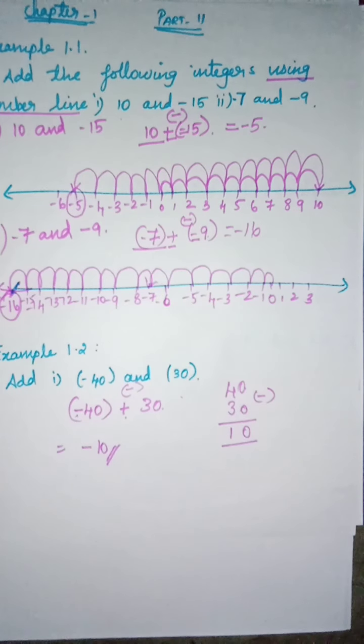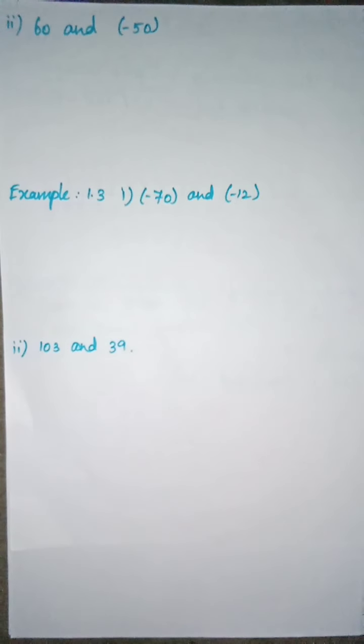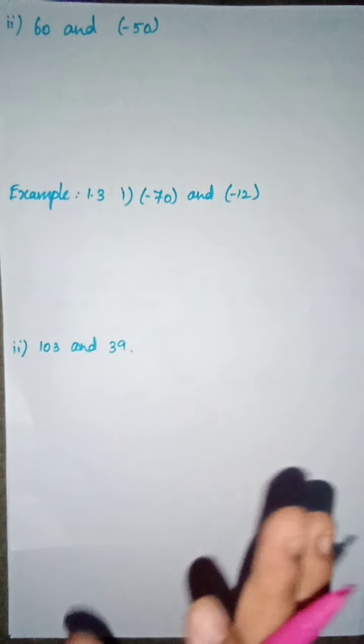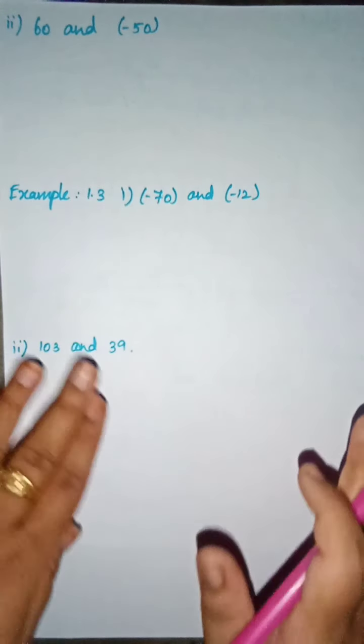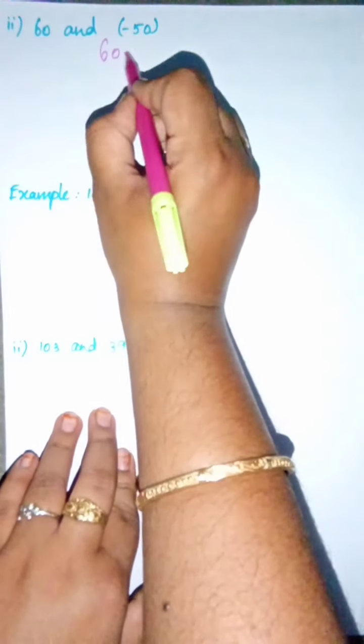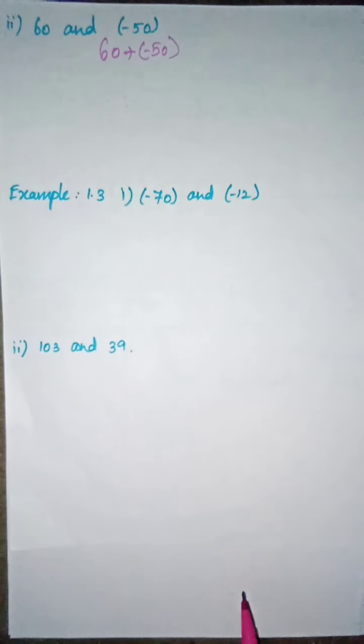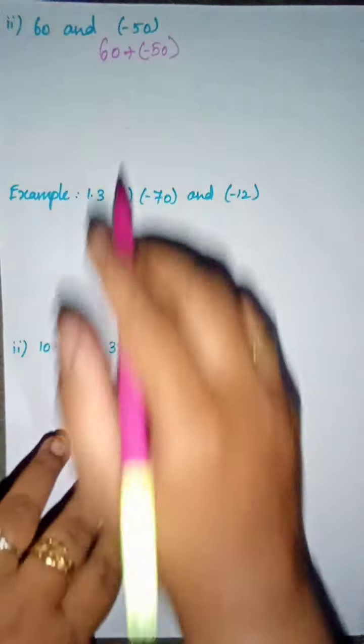As usual, in addition of integers, whatever we do, we have to do the same in these types also. Okay, now the second question is 60 and minus 50. The same thing: we have to change this into normal form first, that is 60 plus minus 50. Then we already know that we have to check the symbols.